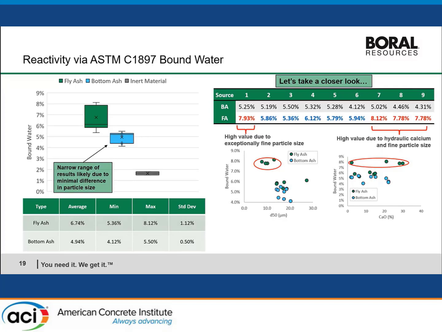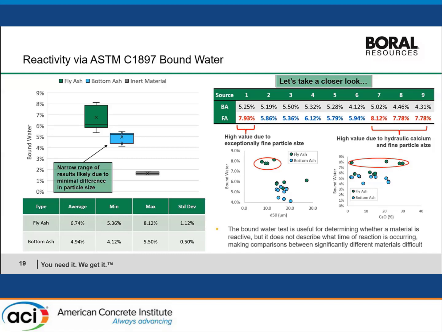Additionally, the narrow range of results in the bottom ash, while still having variable calcium content, indicates that the performance or reactivity of bottom ash in many systems is likely going to be governed by its particle size distribution. So another main takeaway is that the bound water test is useful for determining whether a material is reactive, but it doesn't necessarily describe what exactly is causing that reaction.